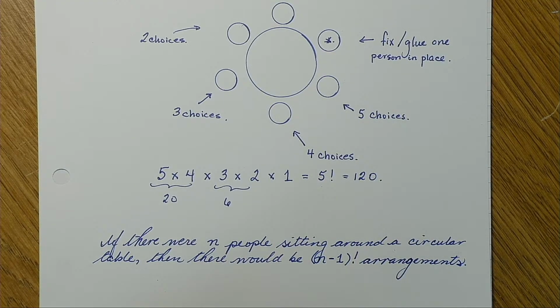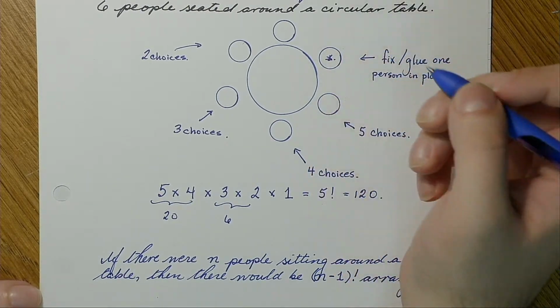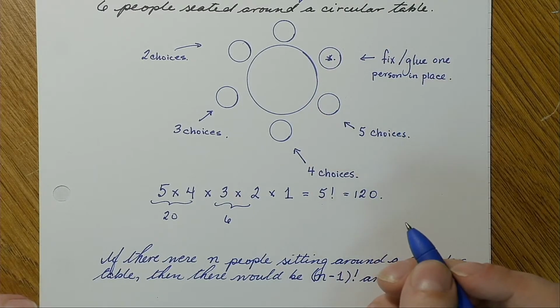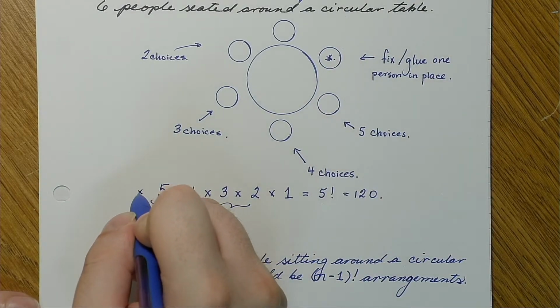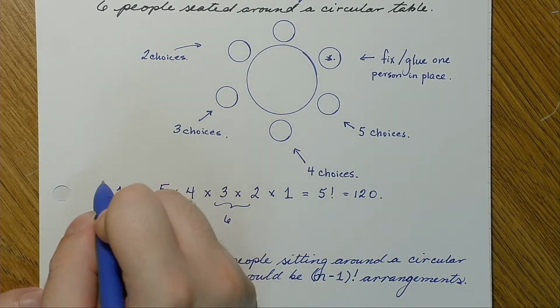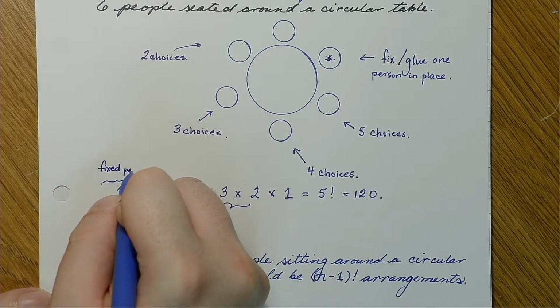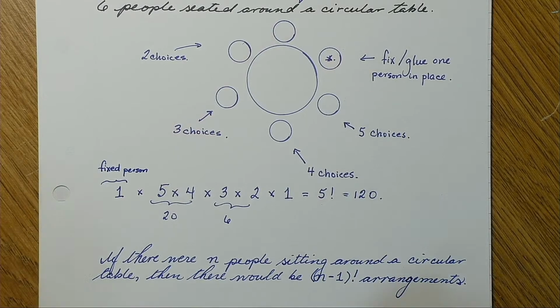They are, but it is times 1. Is the fixed person not counted at all? They are counted, except that you can think of it as times 1. Yes, exactly. So you could think of it as just times 1. So there's that fixed person. Nobody was glued to a chair. Well, yes.